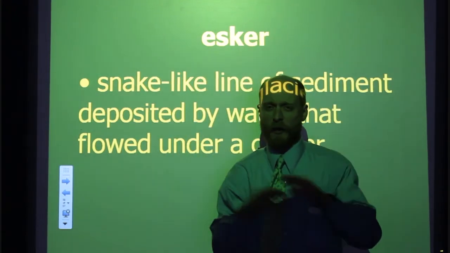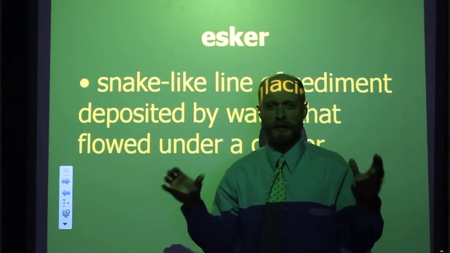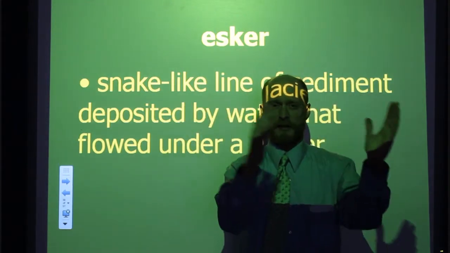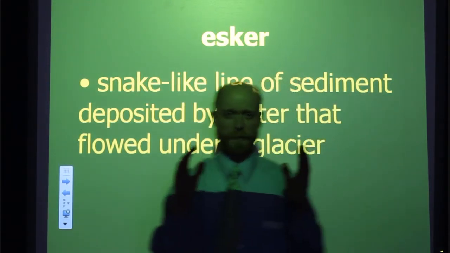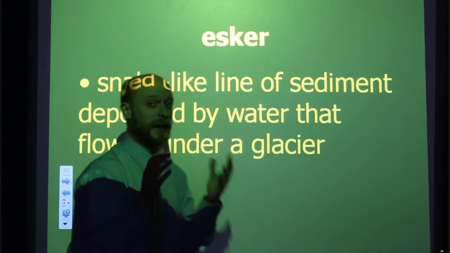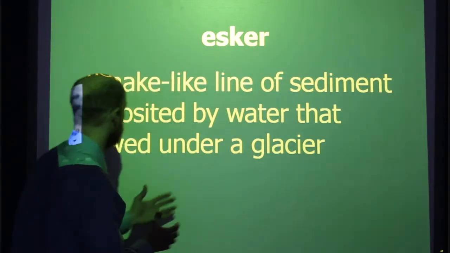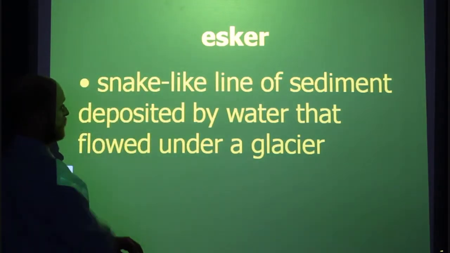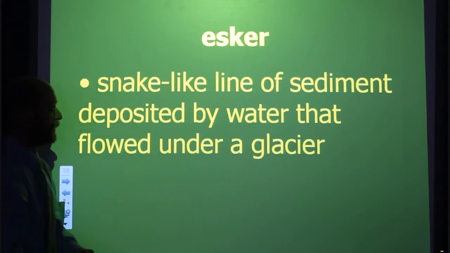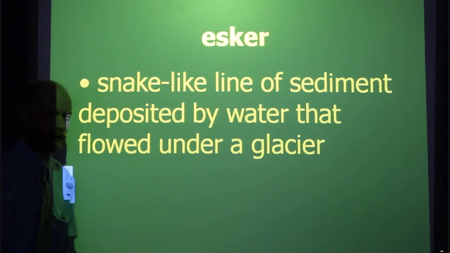And when all the glacier is gone and completely melted, you're left with this sort of sediment that filled up this cave-like channel, and it's called an esker. It's really cool. Look at these pictures. I'm going to call it esker. An esker is a snake-like line of sediment deposited by water that flowed under a glacier.